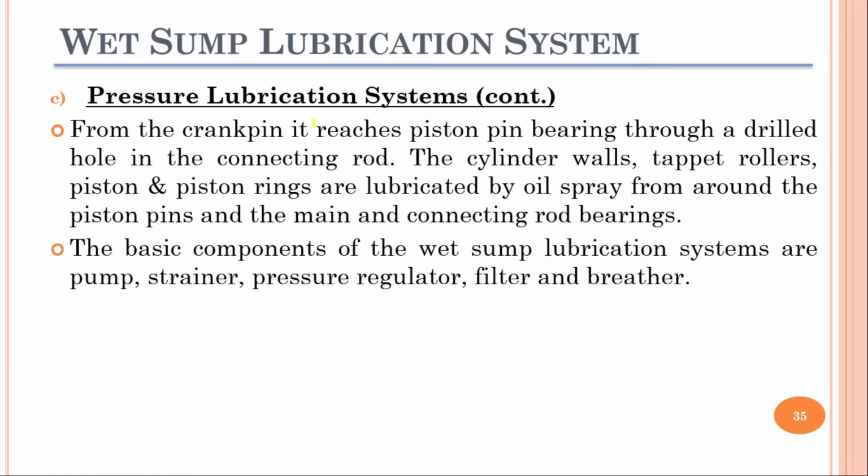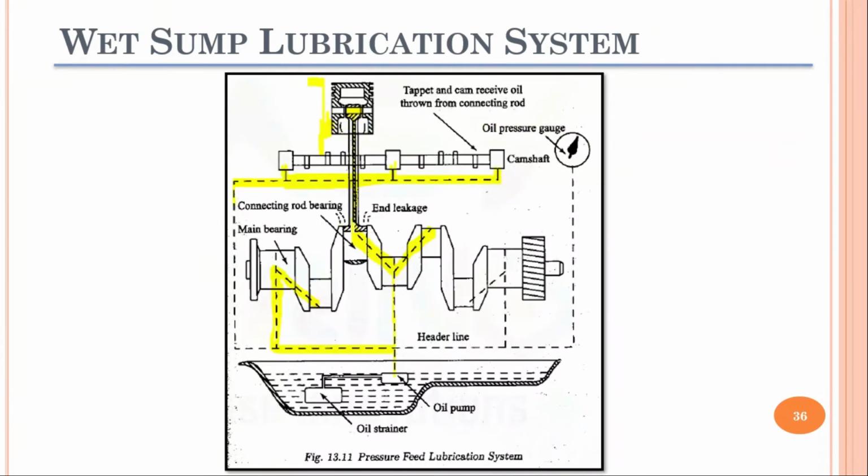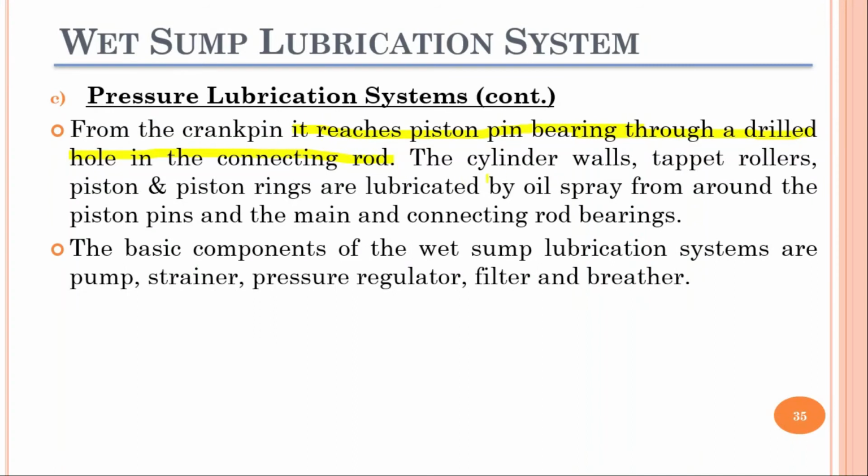From the crank pin it reaches the piston ring bearing through a drilled hole in the connecting rod. Here you can see that there is a hole which is being drilled inside the connecting rod, and from here it will go to the piston ring section, where it will lubricate the journal bearing of the piston ring. The cylinder walls, tappets, piston and piston rings are lubricated by oil spray from around the piston pins and the main and connecting rod bearings.